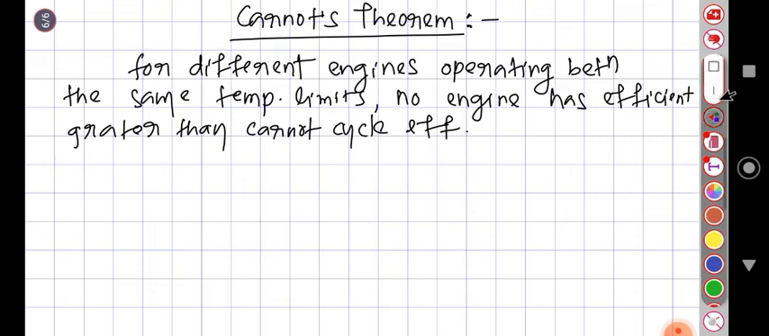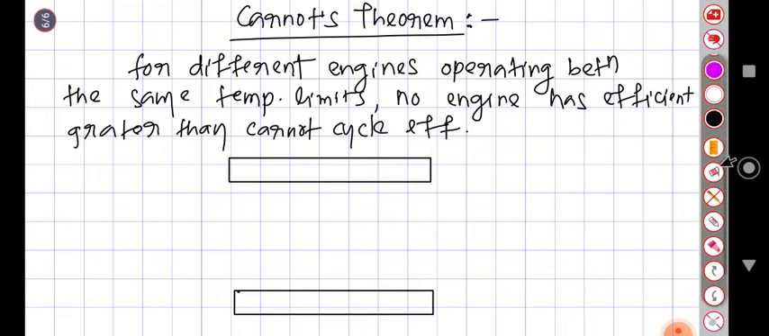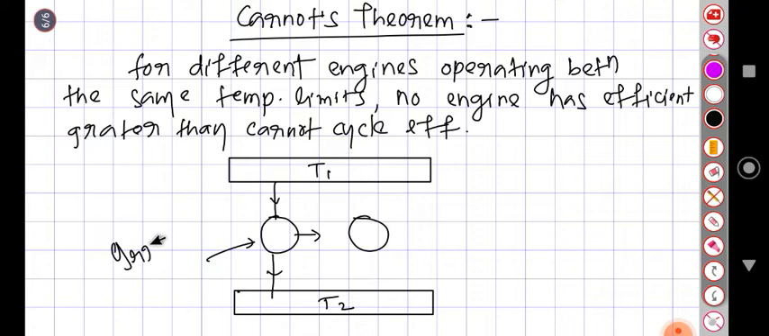Look at the board, I'll explain it in detail. These are the two reservoirs. This is one cycle, this is the other cycle. This reservoir is at temperature T1, maybe a source, and this is at temperature T2, a sink. Suppose this is an irreversible engine, and this is a reversible engine producing work W2, right?